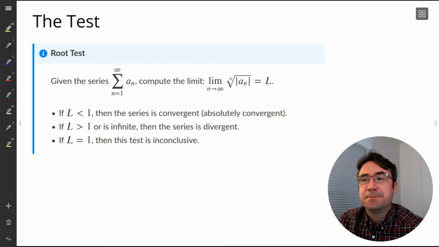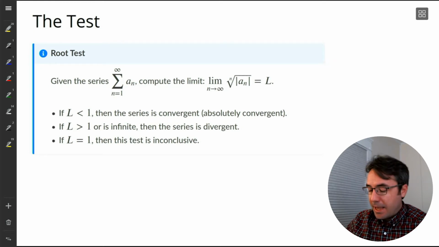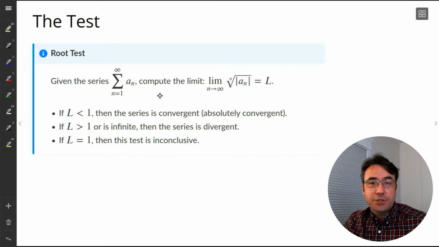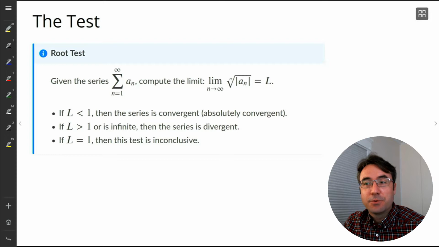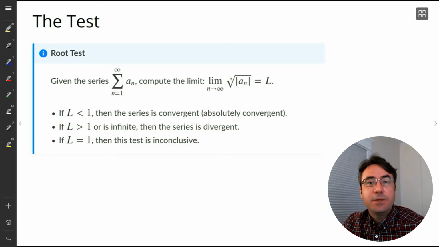All right, so here's the test. So we're given a series, sigma an, and in order to actually perform the root test, we're going to look at the nth root of the absolute value of an. And we're going to do the limit of that as n goes to infinity. So, pretty well named test here. We're doing the nth root. It's called the root test. And so we're looking at this limit as n goes to infinity of the nth root of the absolute value of an. And we look at what that limit is equal to.